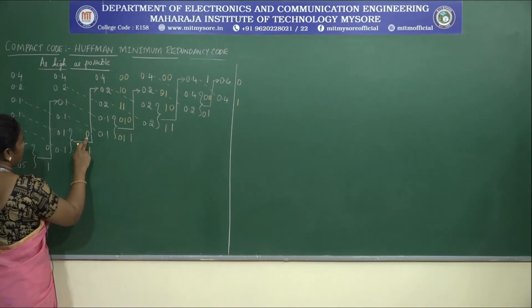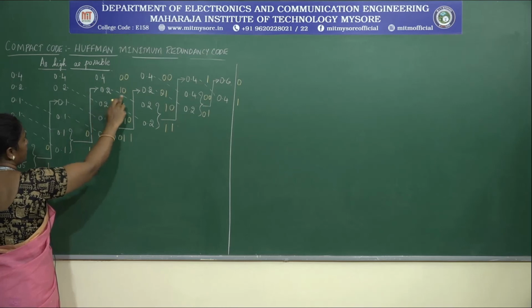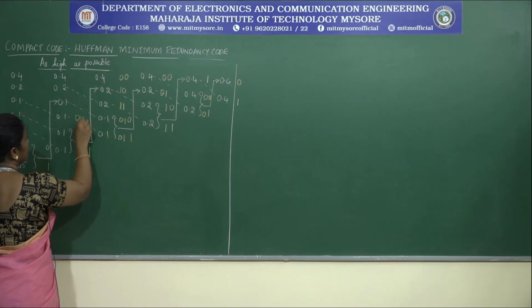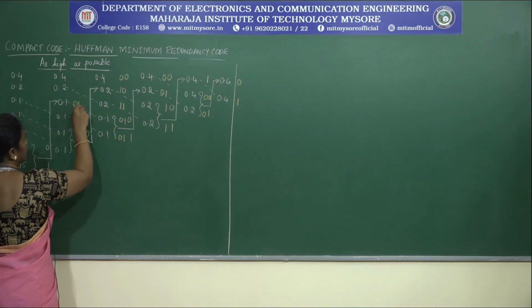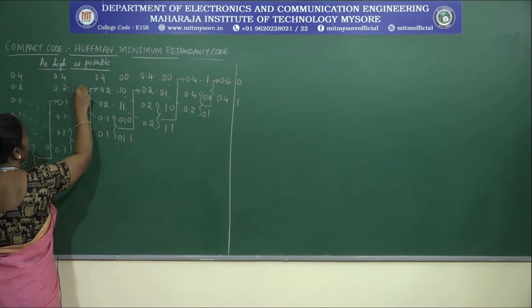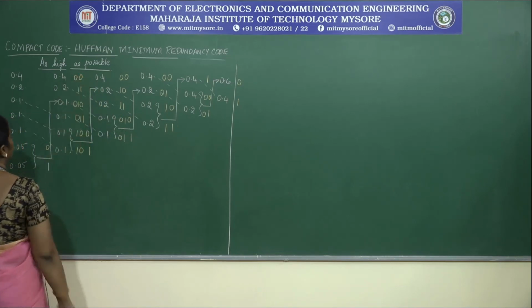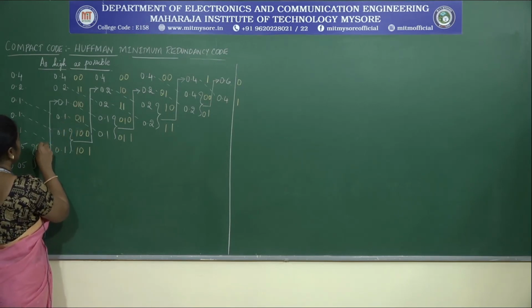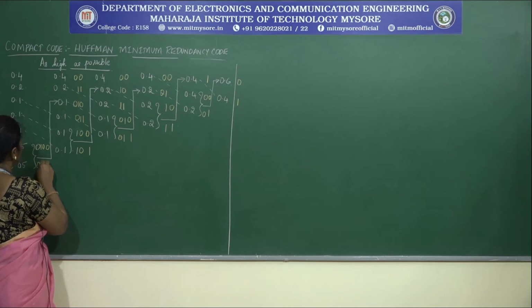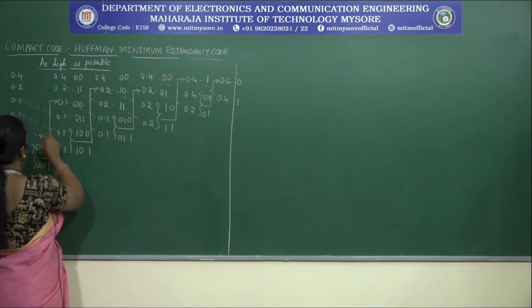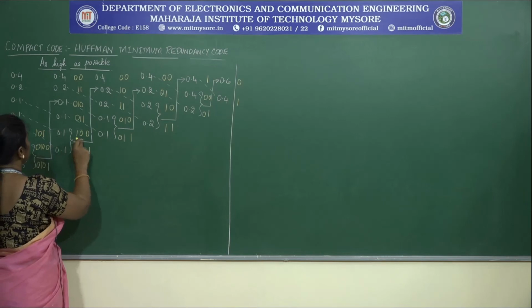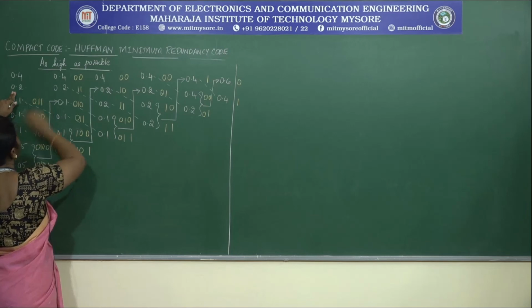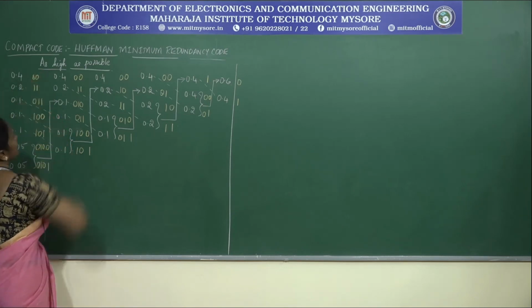Then we have 0.1. The value of this is 0.2, so it is 1 0 1 0. So 0.1 is 0 1 1. 0.1 is 0 1 0. So 0.2 is 1 1. 0.4 is 0 0. Then 0.05, so it is 0.1. So the 0.1 value is 0 1 0 0 1 0. This 0.1 value is 1 0 1. This value is 1 0 0. So 0.1 is 1 0 1 1. So 0.2 is 1 1. 0.4 is 0 0.